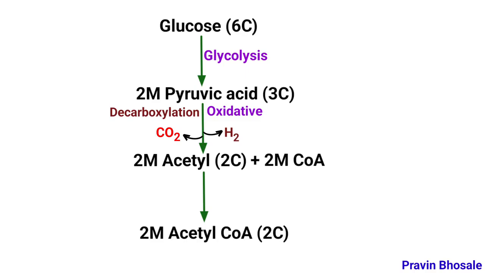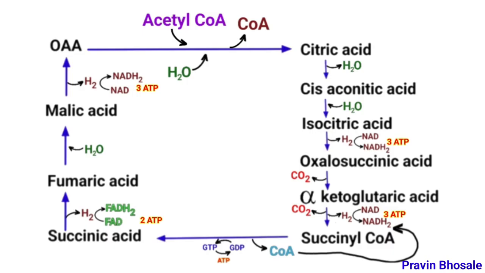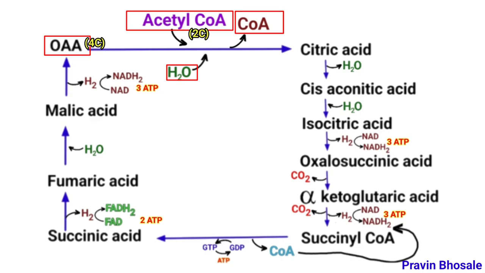So let's now start with the actual process. Oxaloacetic acid, which is a 4 carbon compound, combines with acetyl coenzyme A. It's a 2 carbon compound. With addition of water and removal of coenzyme A, it forms citric acid. Since oxaloacetic acid is a 4 carbon compound, acetyl coenzyme A is a 2 carbon compound, citric acid is a 6 carbon compound.